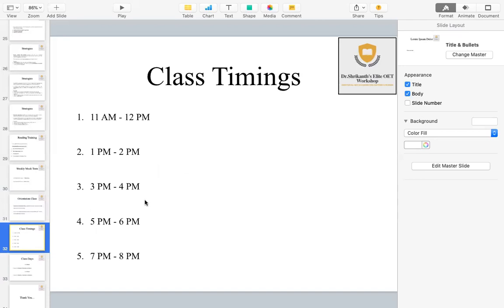So the sessions last between 1 hour to 2 hours. Since these are individual sessions, 1 hour is more than enough to cover all the 4 OET modules efficiently. Listening and reading are something I tell my students to do at home. In my classes, I prioritize speaking and writing mainly, and for listening and reading, I provide customized and personalized guidance. It is a very neatly designed course schedule. The class timings are 11 a.m. to 12 p.m., 1 to 2, 3 to 4, 5 to 6, and 7 to 8.